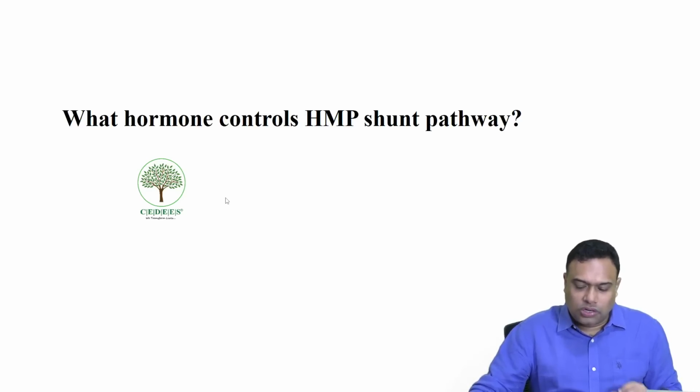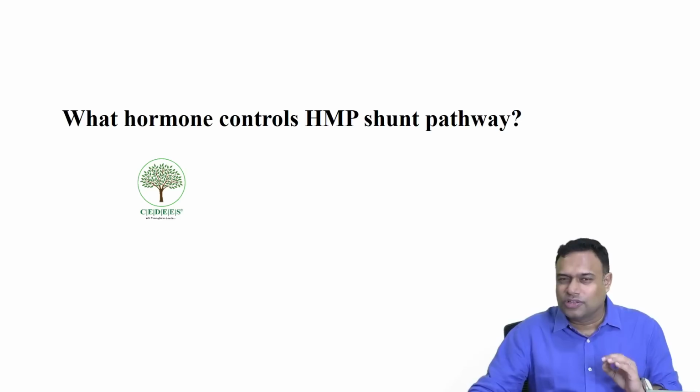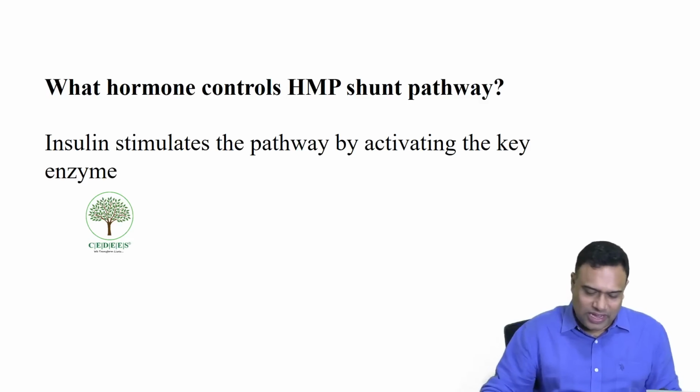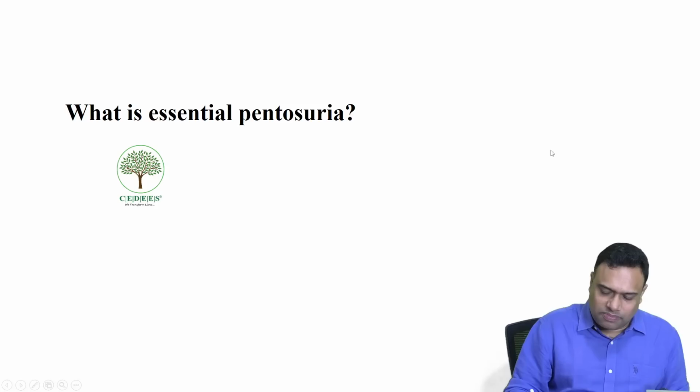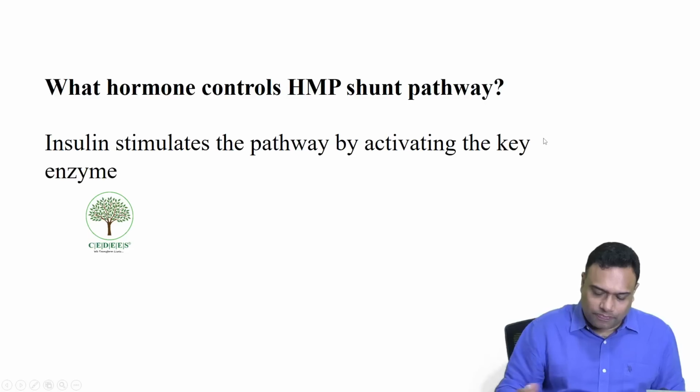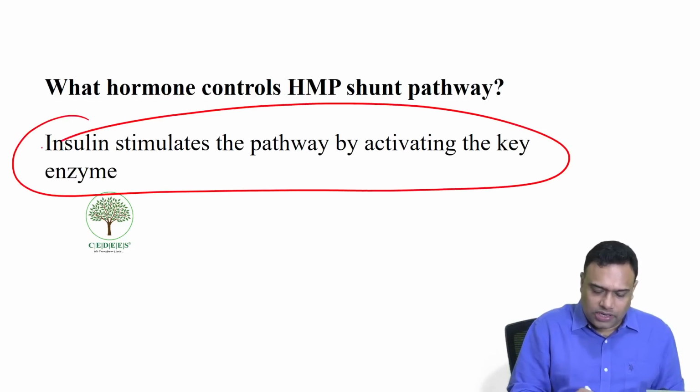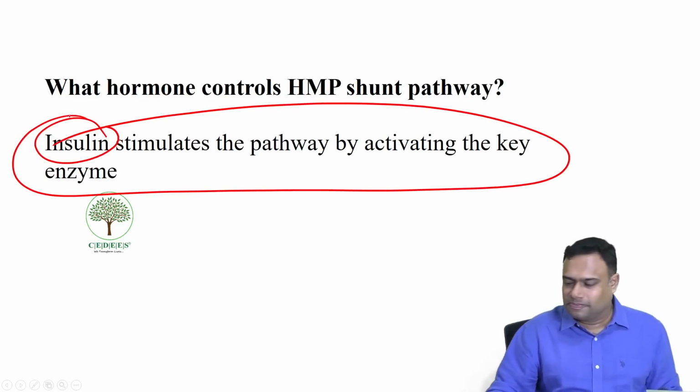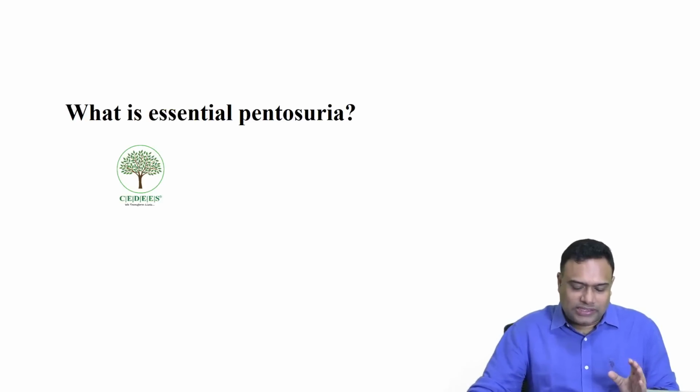What hormone controls the HMP pathway? The most important hormone is insulin. Okay, insulin stimulates the pathway by activating the key enzyme, right? So please remember insulin.